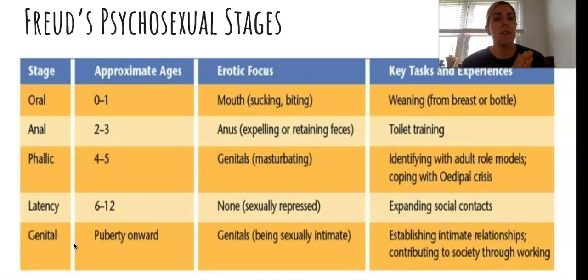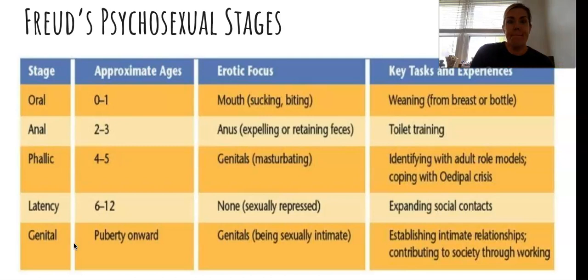Then the latency phase is around 6 to 12, and there's kind of no focus on sexuality in that. You're expanding your social contacts in that. That's kind of where he says that your personality gets set, in that latency stage. And then the last stage is the genital stage, and that's from puberty onward. And that's where sexual intimacy sometimes happens. Well, it does happen in that phase. Yeah, and there's feelings, sexual wants, all of that in the person there.